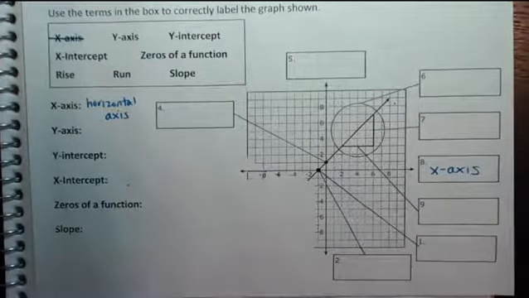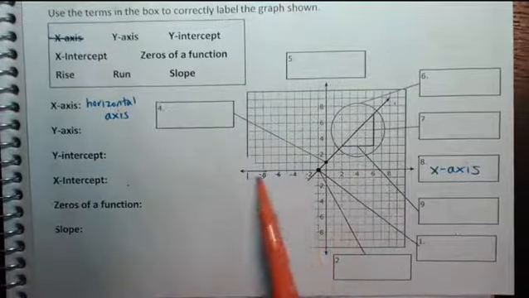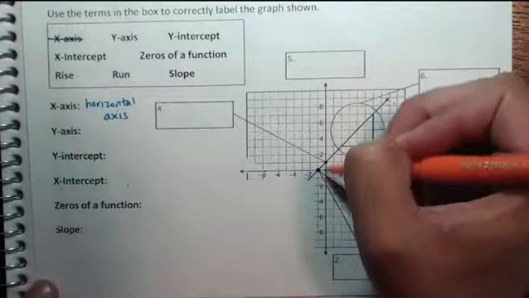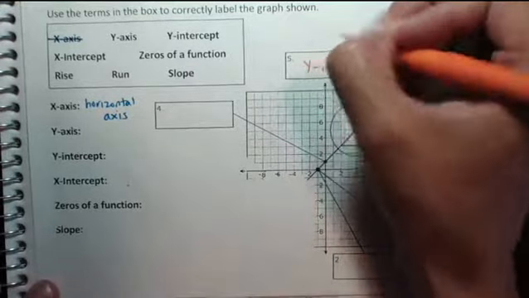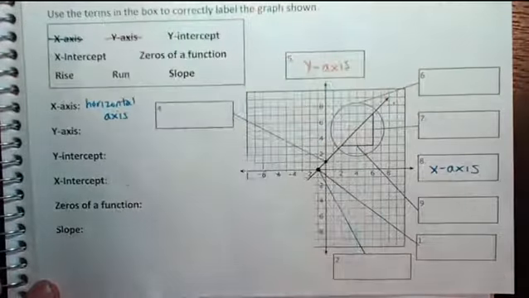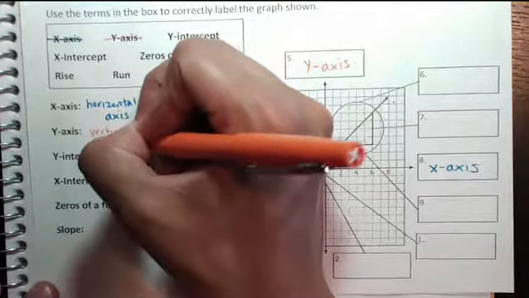The next thing that we can identify is the y-axis. If this represents the x-axis that runs horizontally, the y-axis runs vertically. So go ahead and label box 5 as the y-axis, and this is going to be our vertical axis.